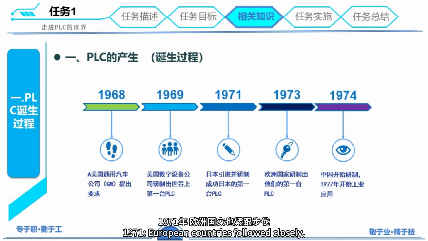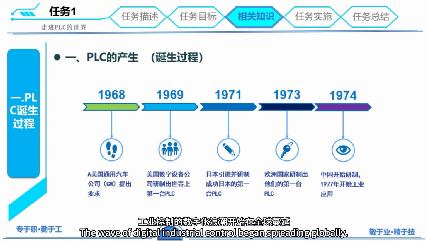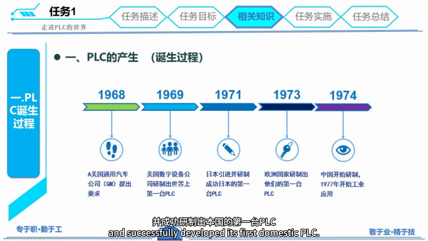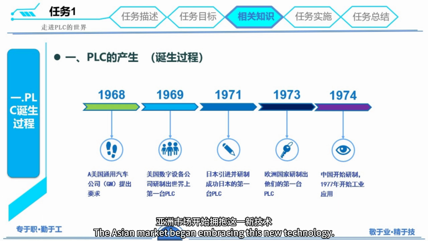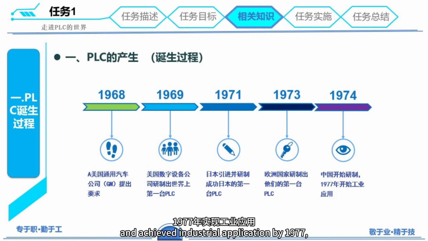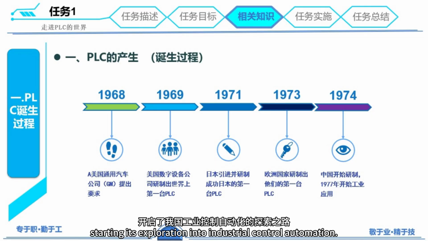1971, European countries followed closely, developing their first PLC. The wave of digital industrial control began spreading globally. 1973, Japan introduced PLC technology and successfully developed its first domestic PLC. The Asian market began embracing this new technology. 1974, China initiated PLC development work and achieved industrial application by 1977, starting its exploration into industrial control automation.